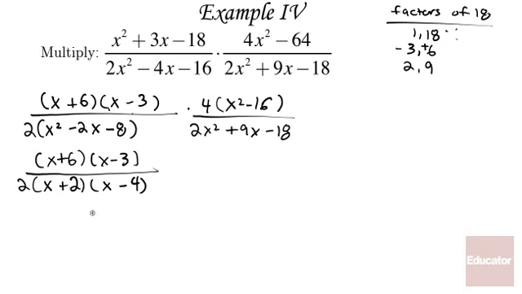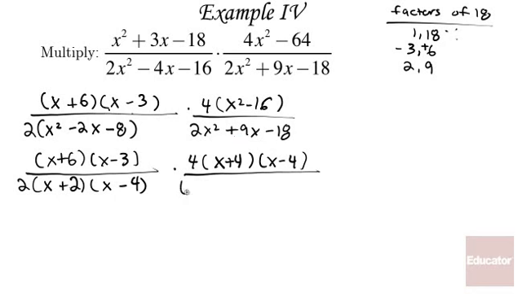So that's correctly factored. This one's easy because it's the difference of two squares, a squared minus b squared. So I know that this is simply going to be x plus 4 times x minus 4, bringing down that 4 that I factored out.